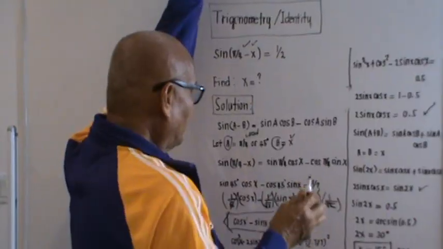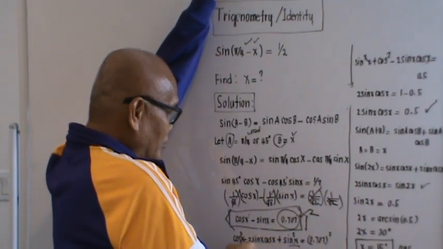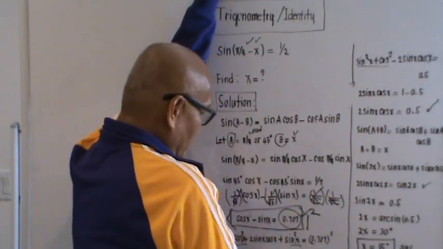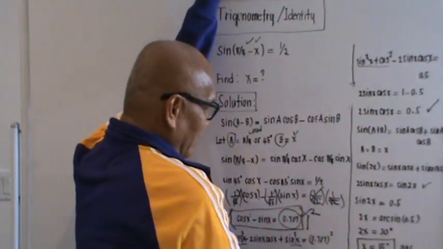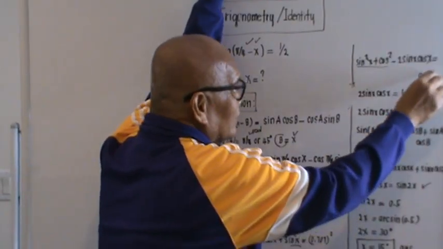Okay, let's try to rearrange. We combine this sine square of x and cosine square of x. It will be this one here. Minus 2 sine of x cosine of x. And 0.707 quantity square is actually 1/2, so this is 0.5.